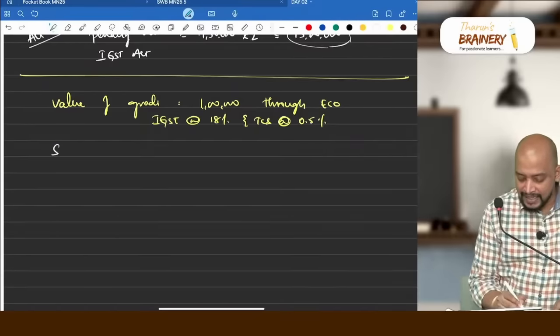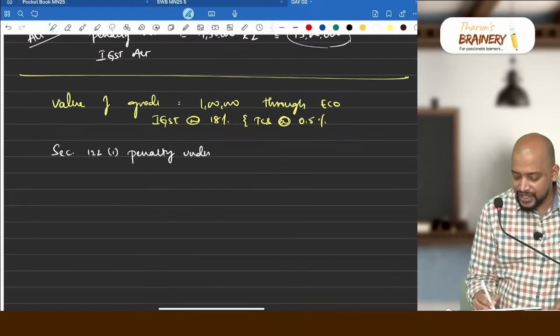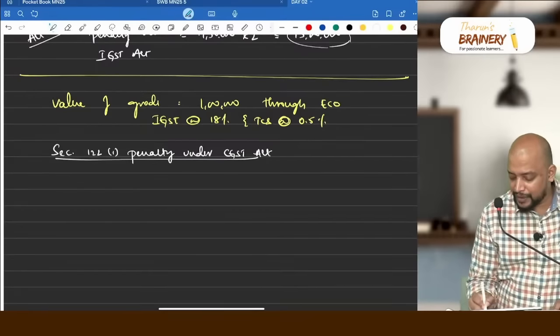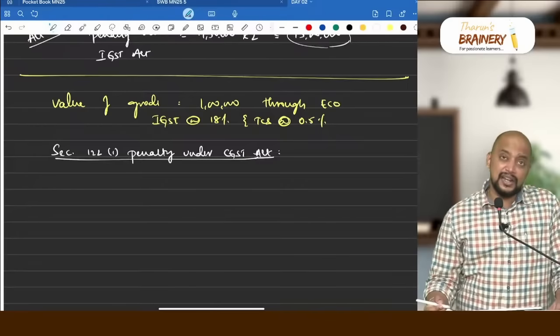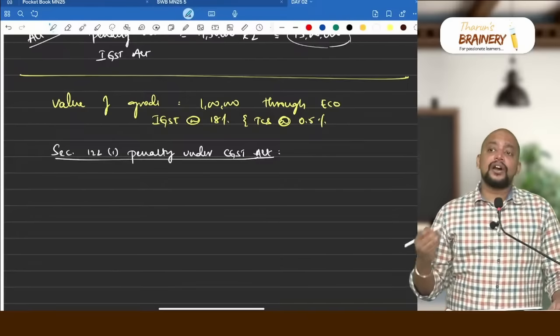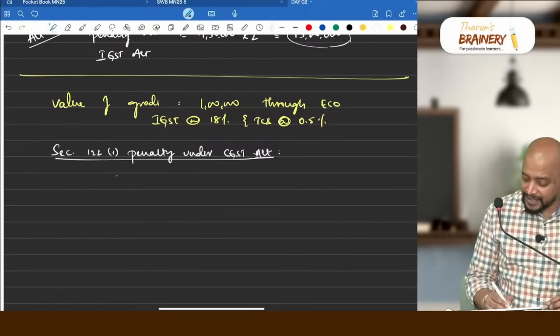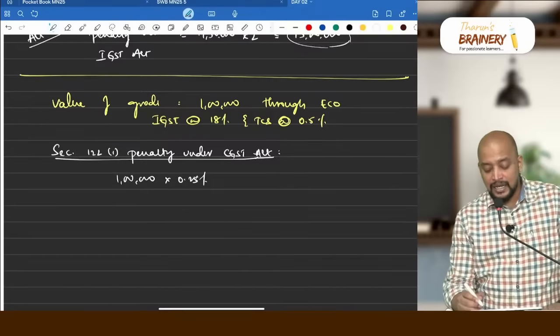So if it is section 122 subsection 1 penalty, how much will be the penalty under CGST Act? Come on. How much will be the penalty under 122 subsection 1 of CGST Act? The reason is TCS not deducted, or deducted but not remitted, or remitted less. Then what will be the penalty? The penalty will be 0.5%. That is, 1 lakh into 0.25%, because CGST will be 0.25%.